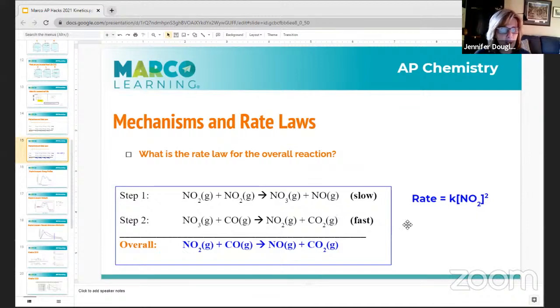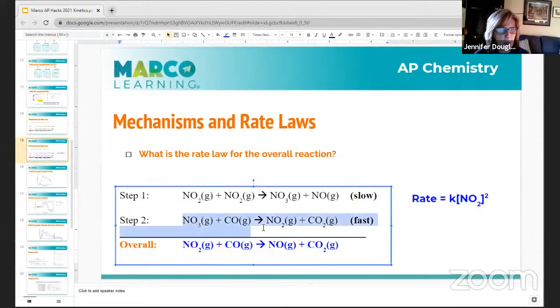Let's say that step two down here had been the slow step instead. They're going to have to tell you that. They'll either say slow step or rate determining step. If it had been step two that was the slow step, then I would have said the reaction rate equals k, my kinetics constant, times the concentration of NO3 times the concentration of CO, because I'm just raising them to whatever their coefficient powers are. And it's that easy. That's all I had to do.